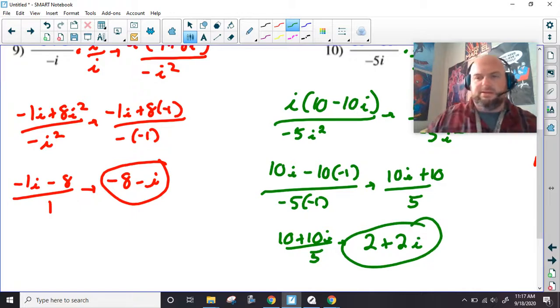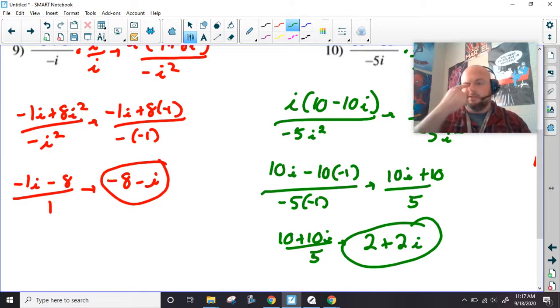So this is simplifying, rationalizing. Again, I call it the Captain Insano method because you got to poke the i out.